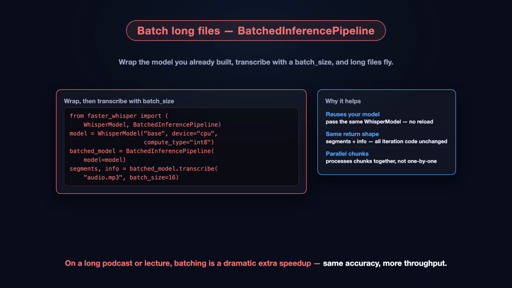Under the hood, instead of processing the audio strictly one chunk after another, the pipeline runs multiple chunks through the model in parallel. On a short clip you will not notice much, but on a long podcast, a lecture, or an hour-long interview, that parallelism can be dramatically faster. Same model, same weights, same accuracy, you are just squeezing far more throughput out of the hardware you already have.